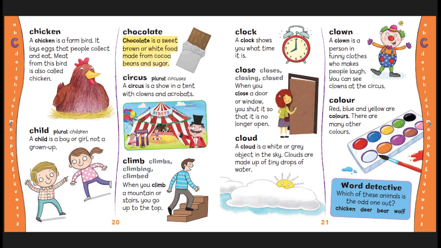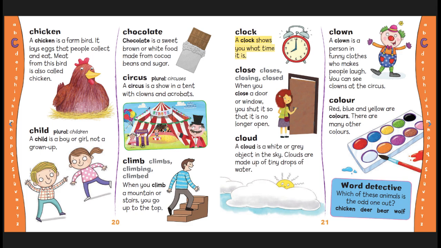Chocolate. Chocolate is a sweet brown or white food made from cocoa beans and sugar. Circus. Plural, circuses. A circus is a show in a tent with clowns and acrobats. Climb. Climbs, climbing, climbed. When you climb a mountain or stairs, you go up to the top. Clock. A clock shows you what time it is.